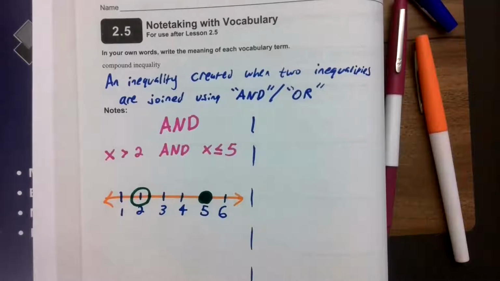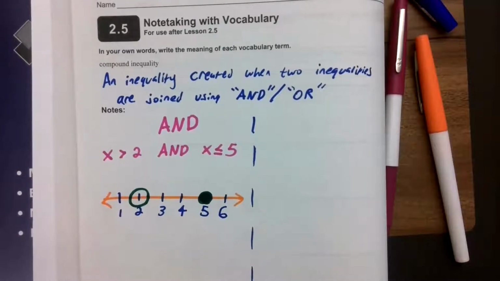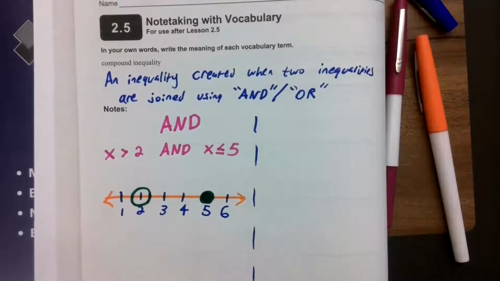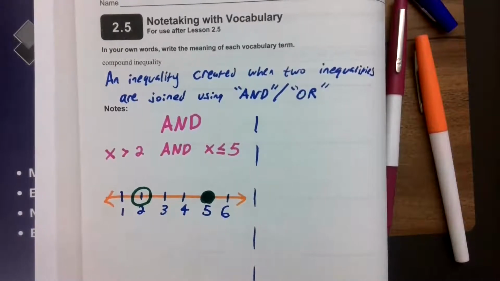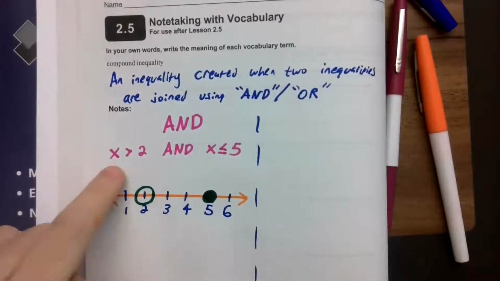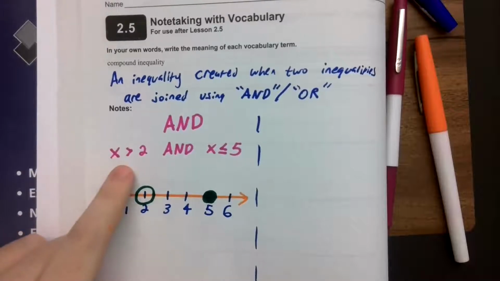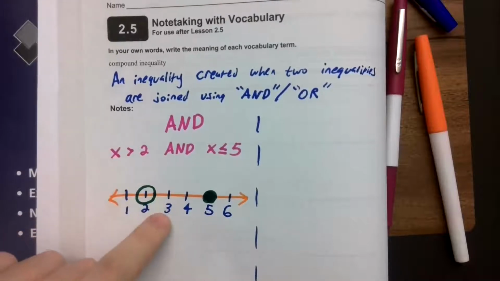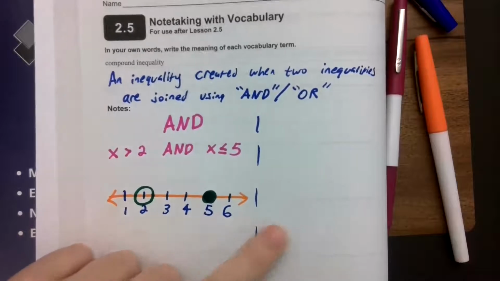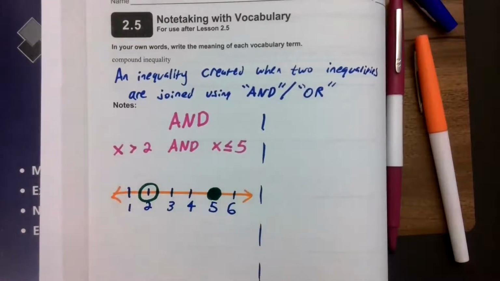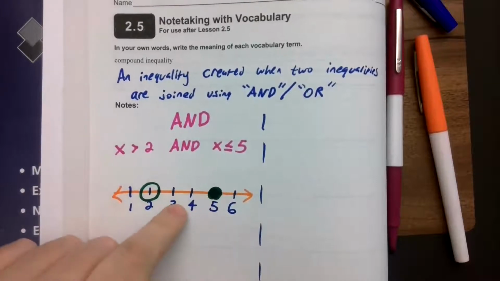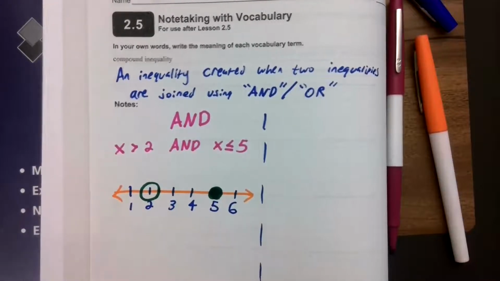From here, when you have an and statement, we're looking for the area that makes both inequalities come true. So we'll make x is greater than 2 true. Well, 3 is greater than 2, 4, and 5, and 6, and 7, and 8, and 9, and 10, and 11. What about x is less than or equal to 5? 5, and 4, and 3, and 2, and 1, and 0.